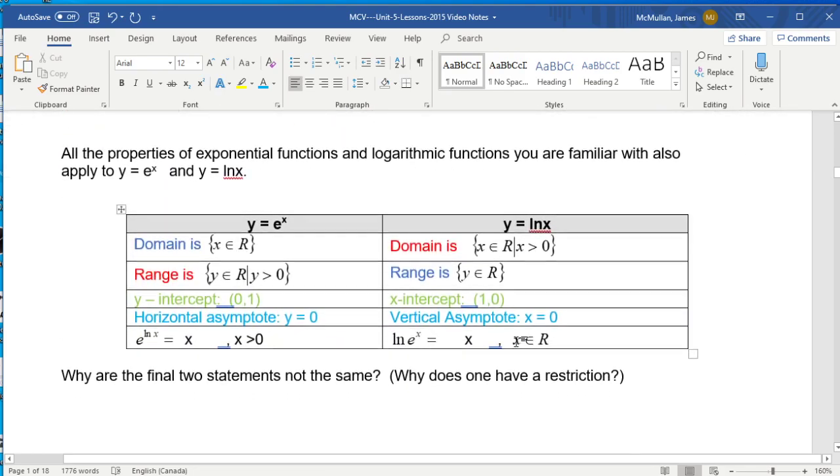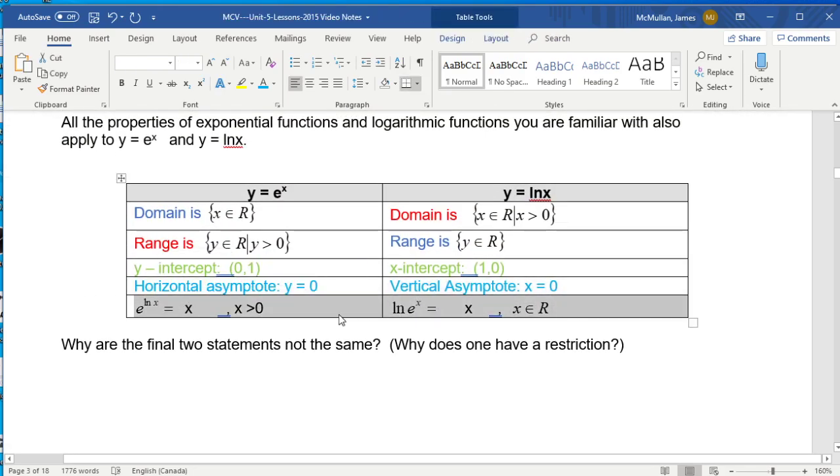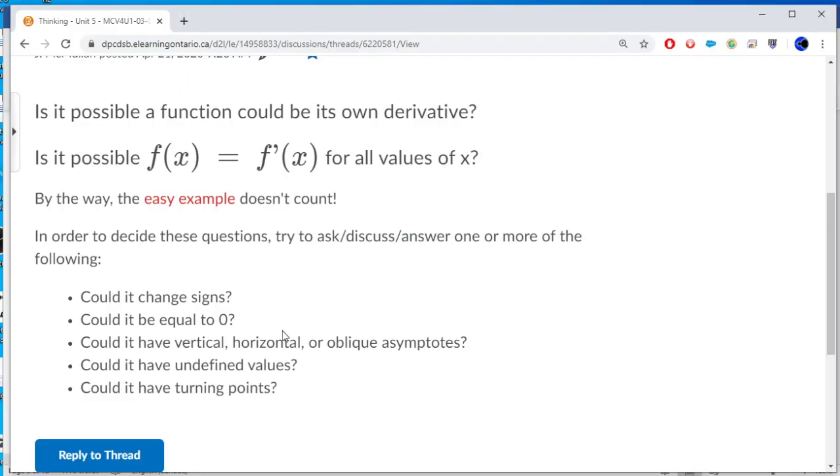which I'm just hoping for a little discussion or short answer. Why is one of these restricted and one of them not restricted? Okay. Lastly, if there is anyone who wants to weigh in on the function being its own derivative on any of these other points, I'd be interested to see what you have to say here. I think this is the kind of test your brain for thinking.